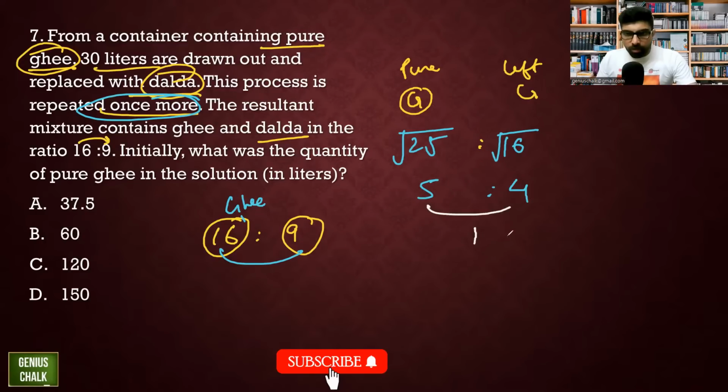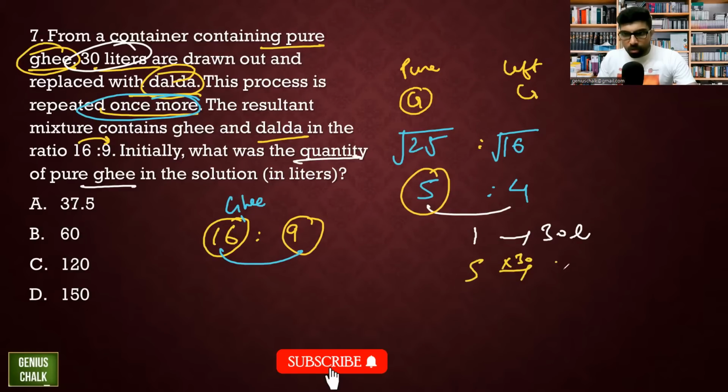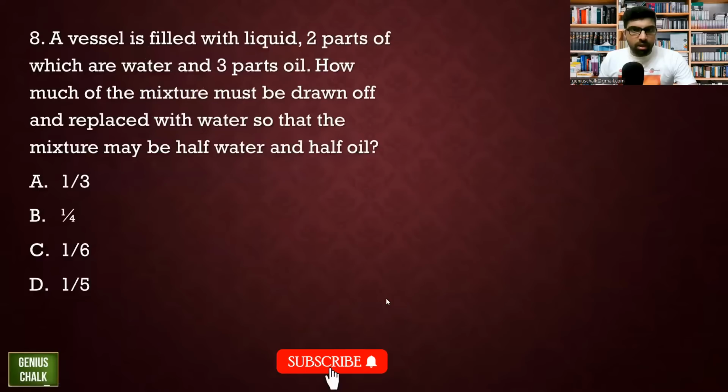So what is the quantity replaced? That is 1, and 1 value is given as 30 liters. So it's asking for the quantity of the pure ghee. Pure ghee is 5. So 1 is 30, so 5 has to be 150 liters. So that is 150, option D, right? So this is another question.